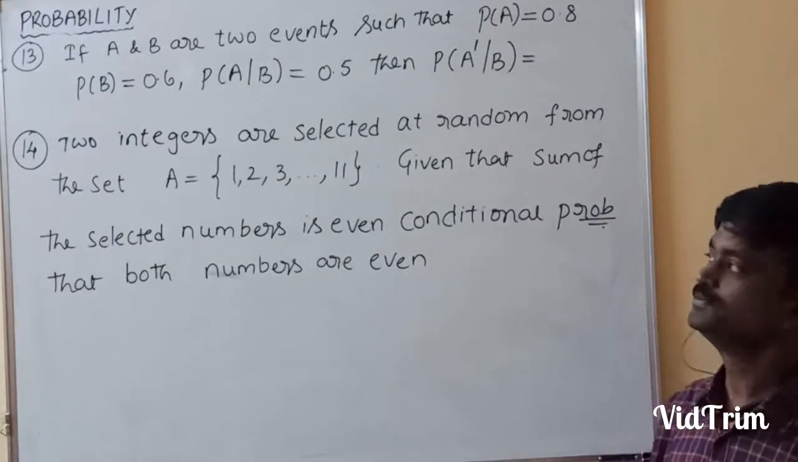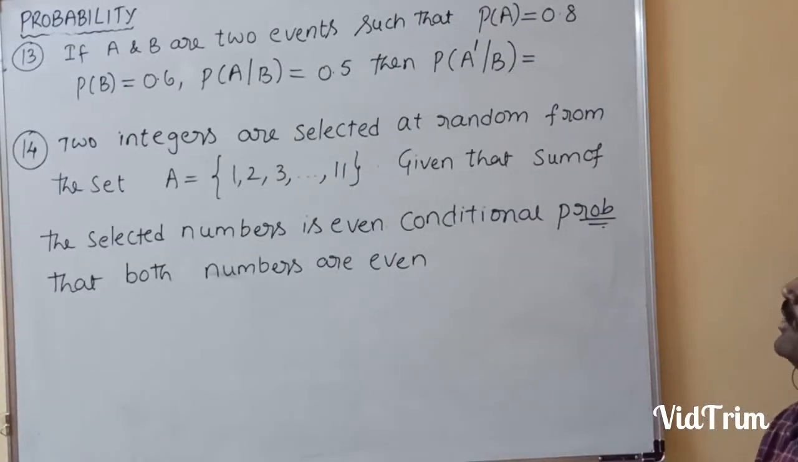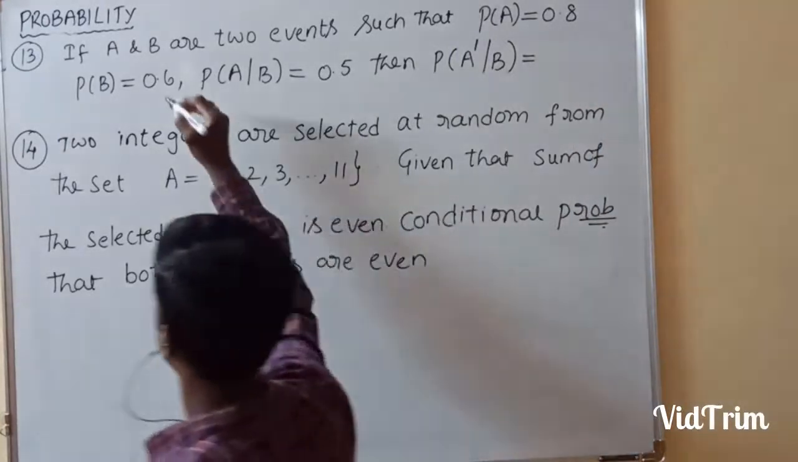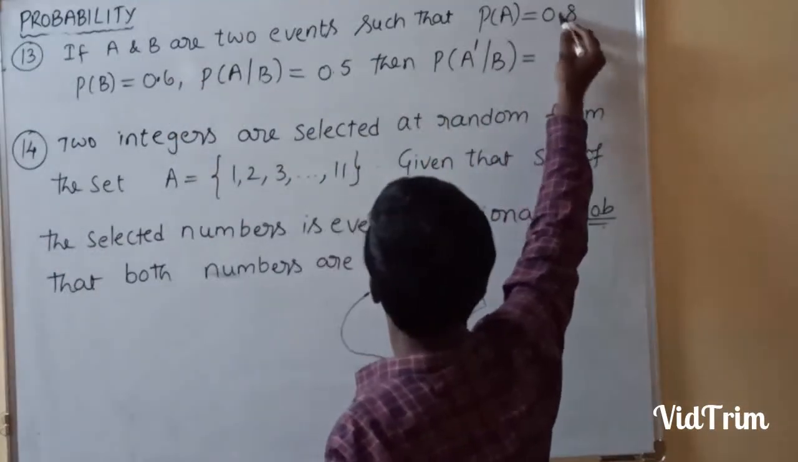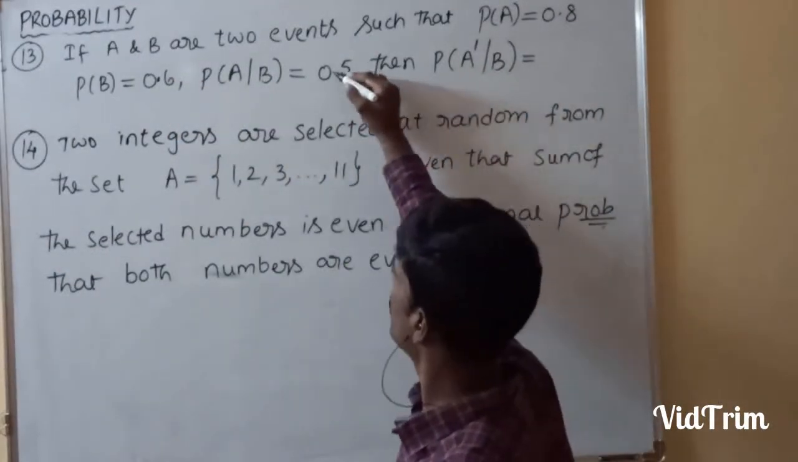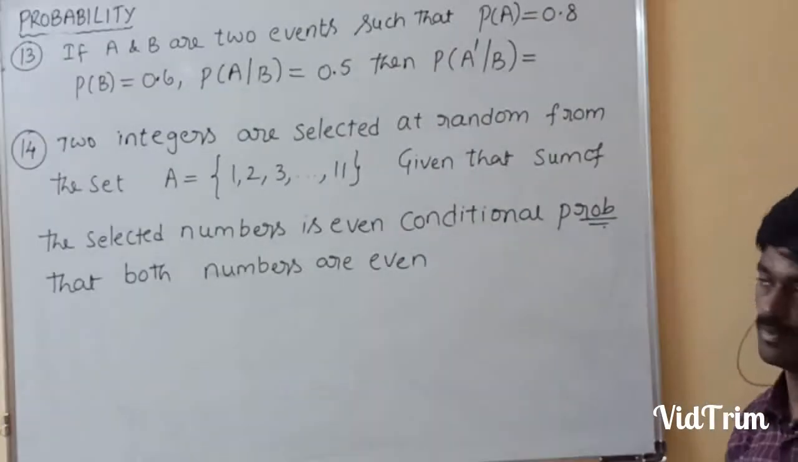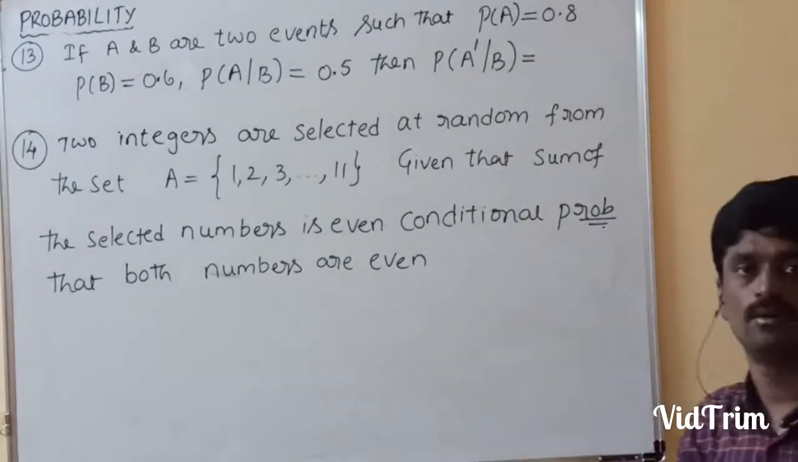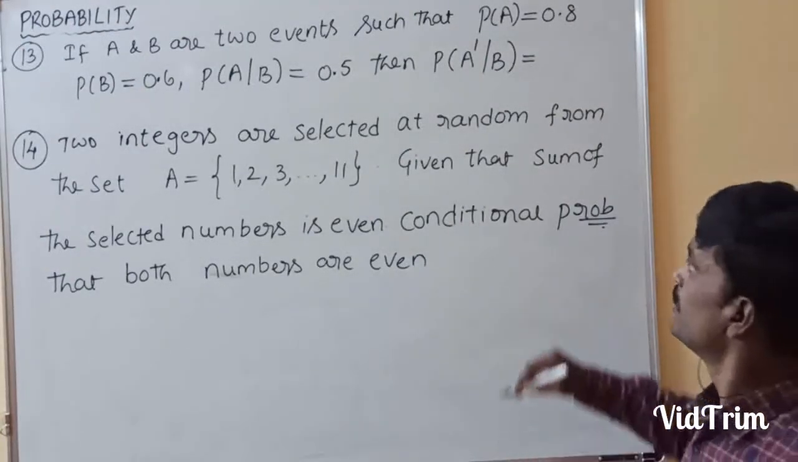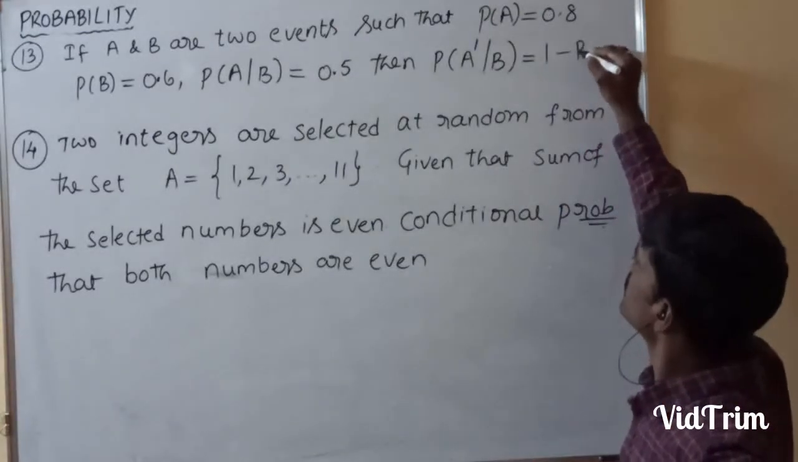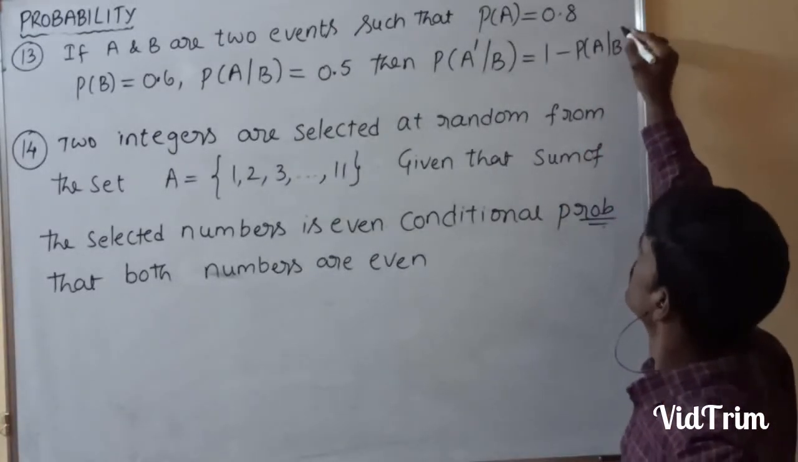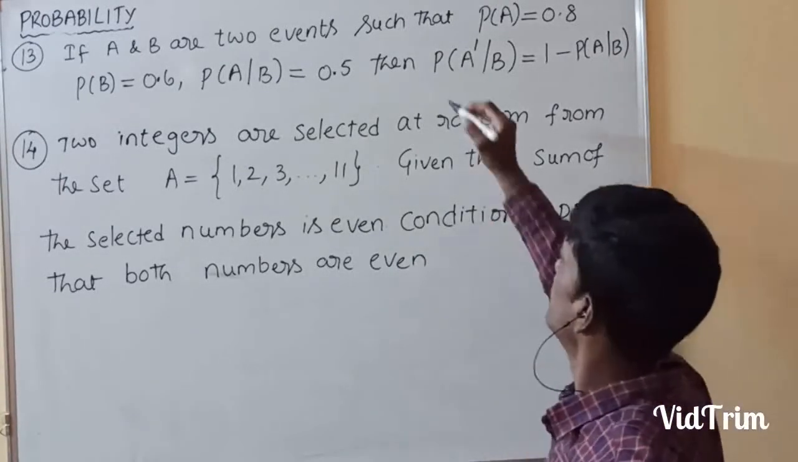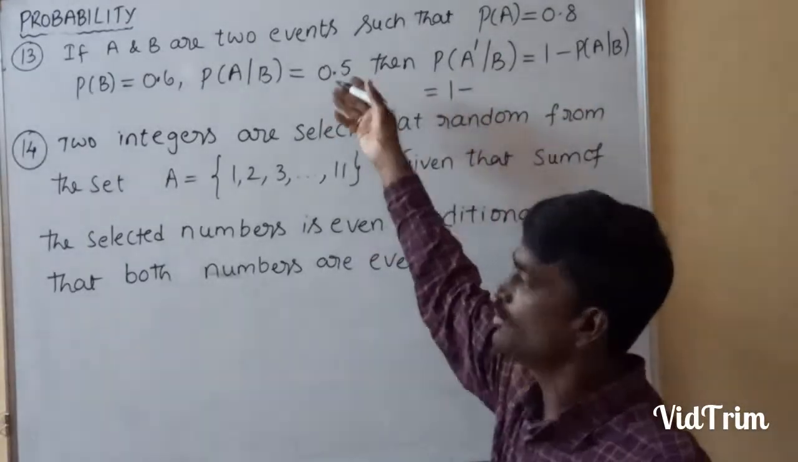So look at the next problem. If A and B are two events such that P of A is equal to 0.8, P of B is equal to 0.6, and P of A by B is equal to 0.5, then what is P of A dash by B? So it is just a property. P of A dash by B is equal to 1 minus P of A by B. Just the first property in conditional probability. So it is equal to 1 minus, already probability of A by B is given.